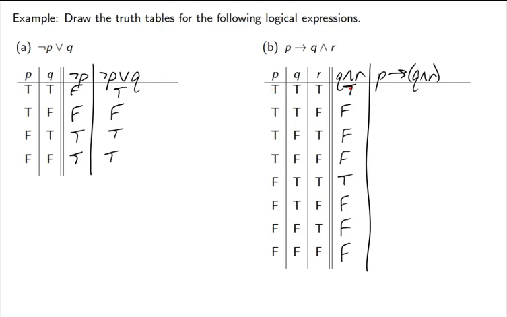True implies true is true. True implies false is false. True implies false is false. True implies false is false. And then for the rest of it, you'll notice we're all starting with false. So regardless of what these values are, I'm going to get true for all of these.